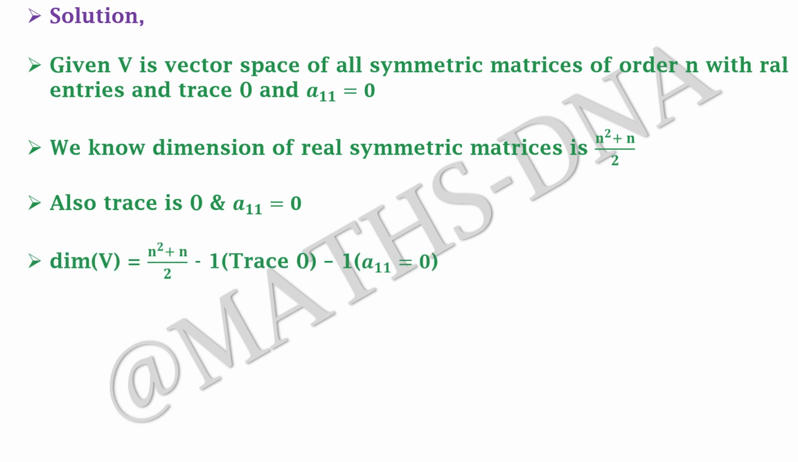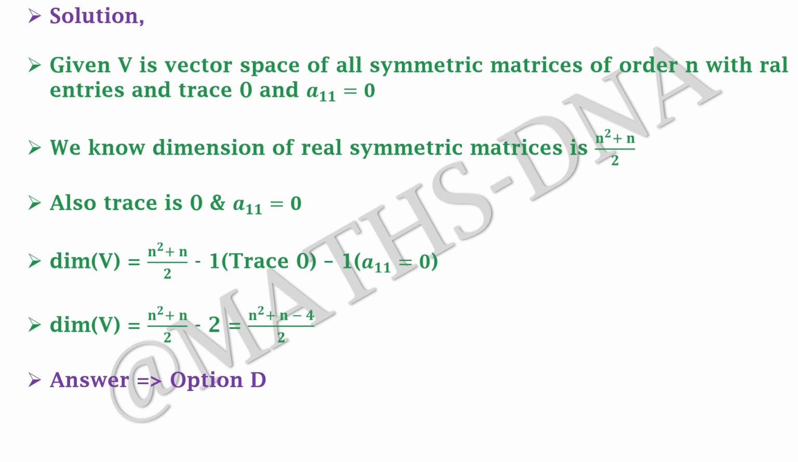This gives us that dimension of V will be (n² + n)/2 - 1, that is when trace is 0, and again minus 1, that is the first element of the first row and first column. This gives us the value that dimension of V is equal to (n² + n)/2 - 2, which on simplification gives us (n² + n - 4)/2. Hence the correct answer over here is option D.